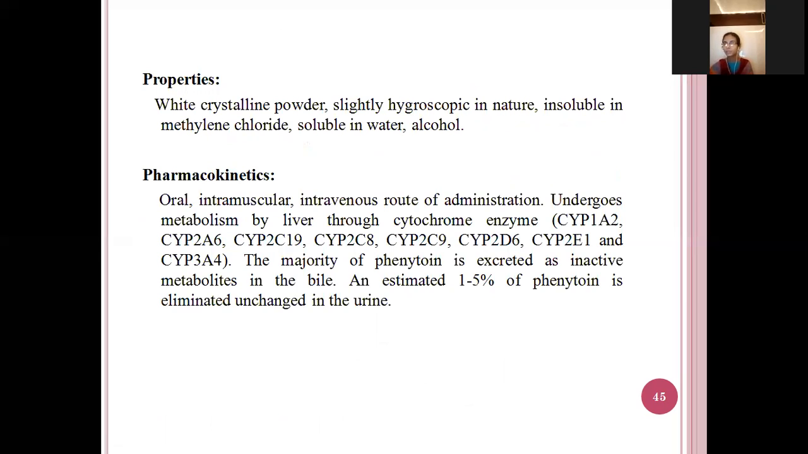So the meaning of hygroscopic is if the compound is exposed to the moisture, exposed to the atmosphere, it is ready to absorb the moisture from the atmosphere. And it is insoluble in methylene chloride and soluble in water and alcohol. So pharmacokinetics, it is the oral, intramuscular and intravenous route of administration. It undergoes the metabolism through the cytochrome enzymes and it is eliminated through the urine in unchanged form.